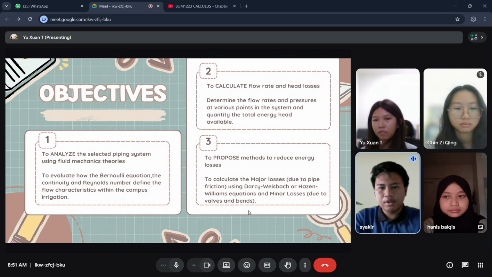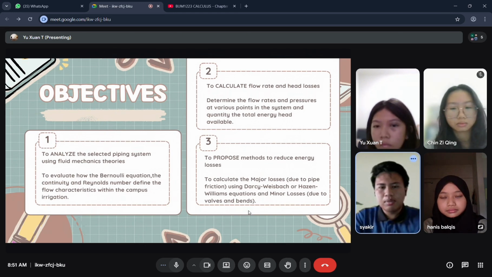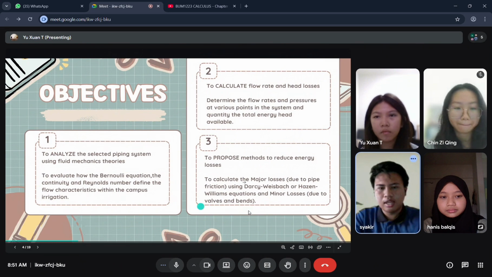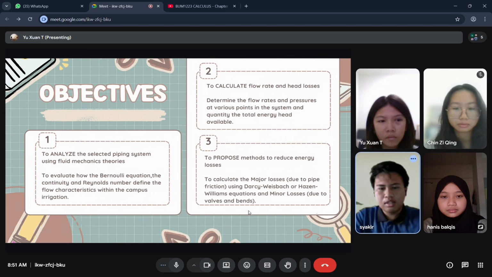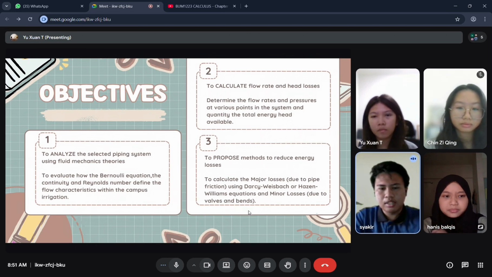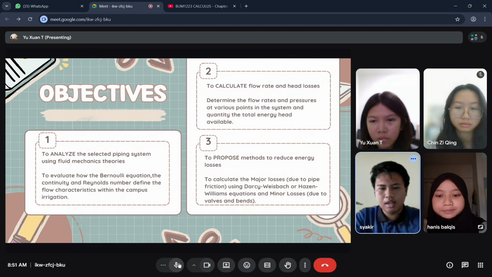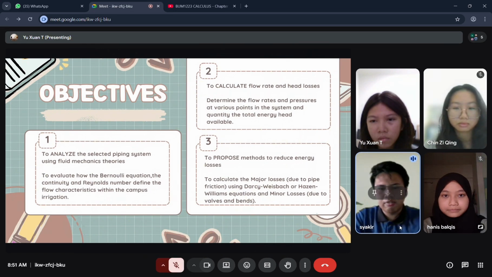Second, to calculate flow rate and head loss to determine the flow rates and pressures at various sections in the system and quantify the total energy head available. And the last one is to propose methods to reduce energy losses, to calculate the energy losses due to pipe friction using the Darcy-Weisbach equation and minor losses due to valves involved.